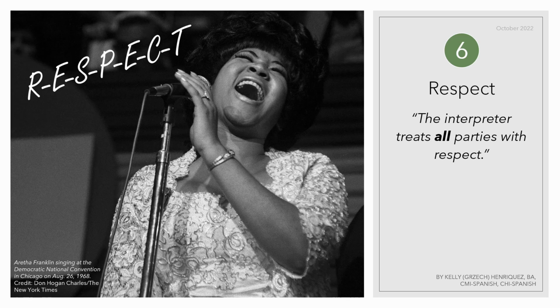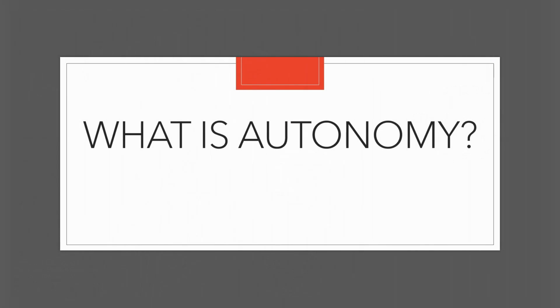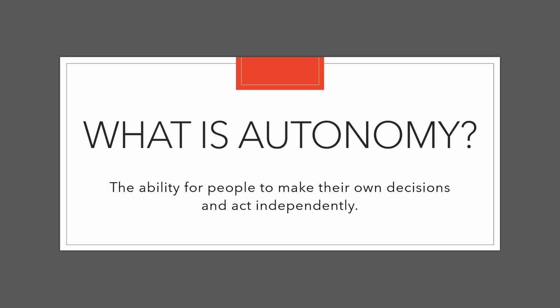There are lots of different ways that we show respect. And respect is also in a lot of ways cultural. The way you might show respect to someone, for instance, like I had before, someone who is Japanese versus someone who is American, there are different ways that we show respect. But another part of respect is also respecting a patient's autonomy. What is autonomy? Well, autonomy is the ability for people to make their own decisions and act independently.